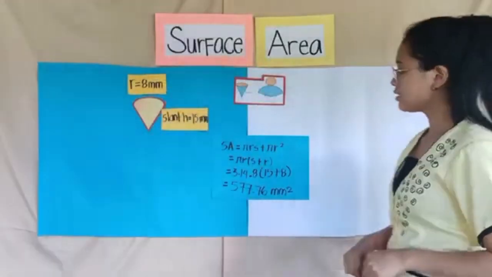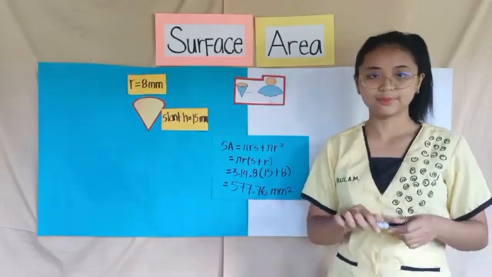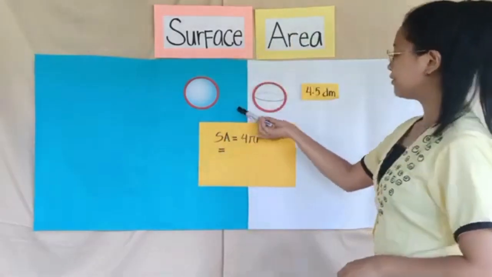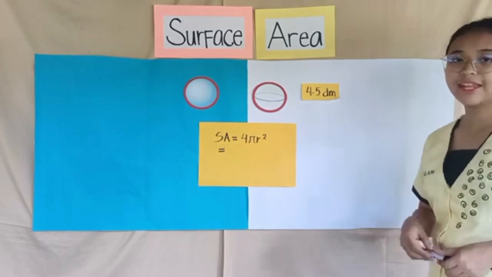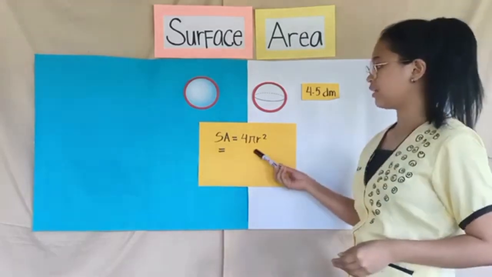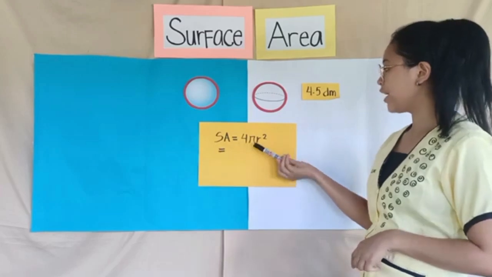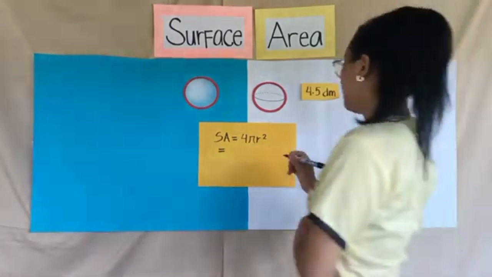Okay, so this is the surface area of a cone. Lastly, let's now find the surface area of a sphere. So this is our formula in finding the surface area of a sphere, which is surface area equals 4 pi r squared. So let us copy the number 4.